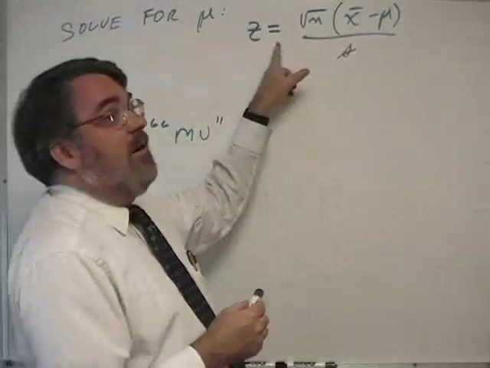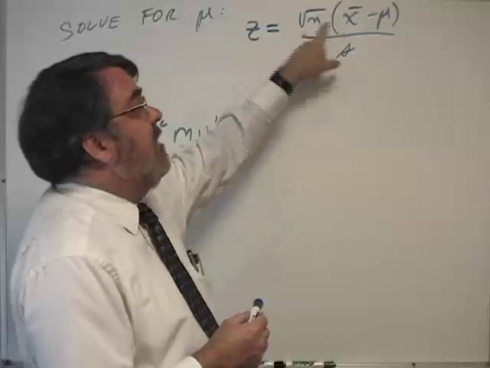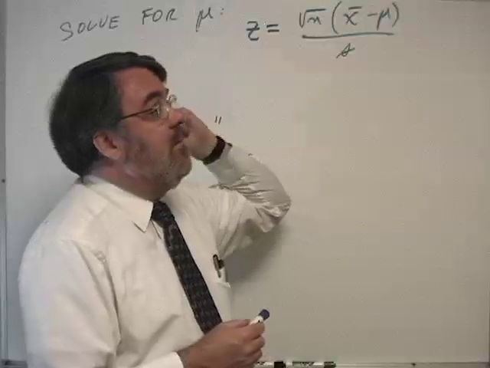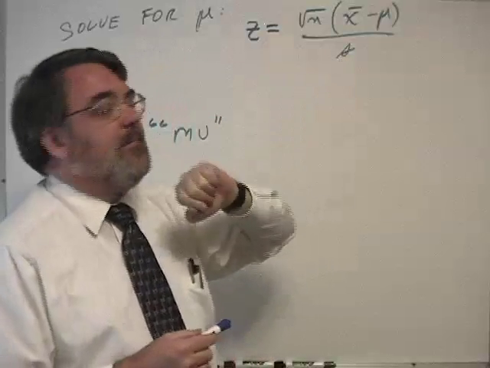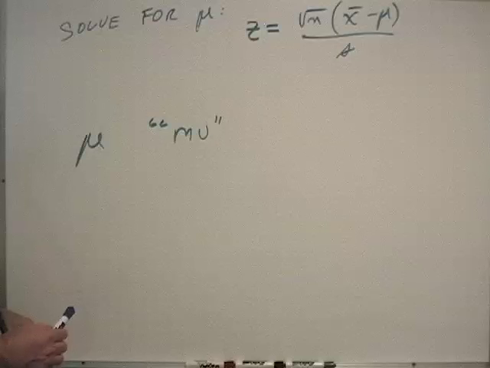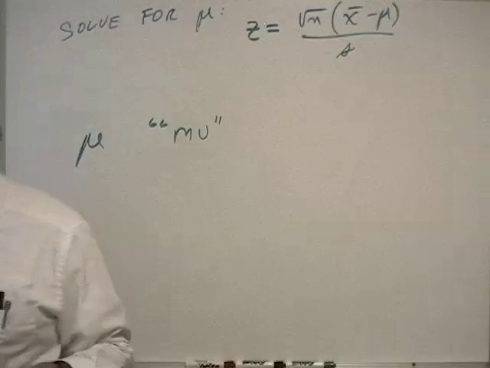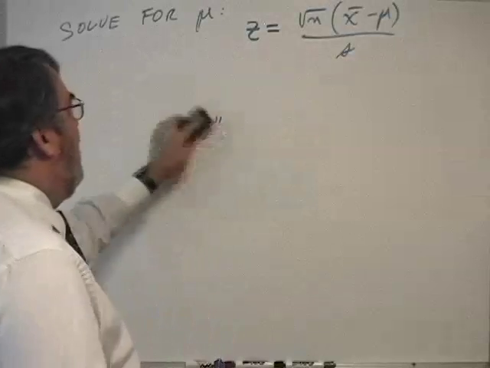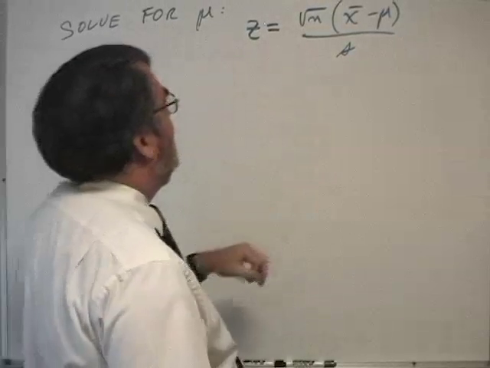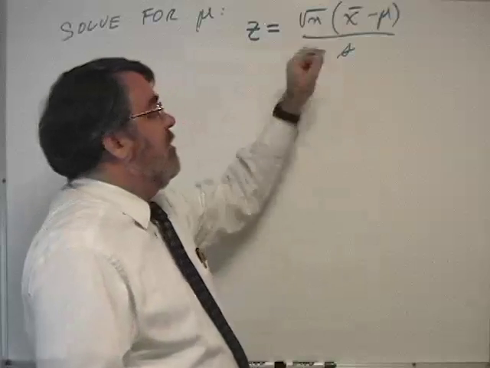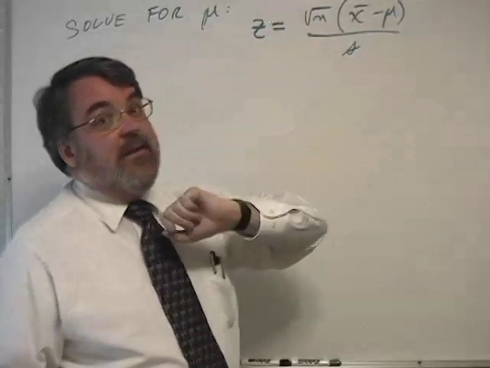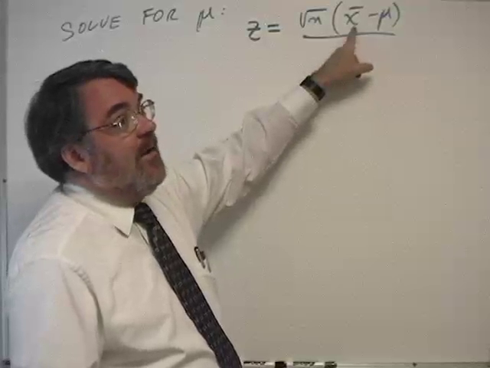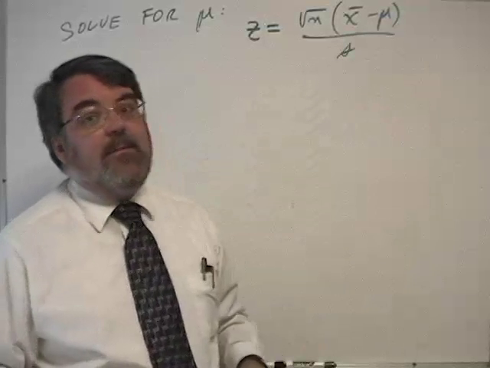Solve for mu. z equals the square root of n, parentheses, x bar minus mu, divided by s. So this is related to the bell curve in statistics. And if you really want to know, n is the size of a sample, s is the standard deviation of the sample, x bar is the average or mean of the sample, and mu is the population mean.